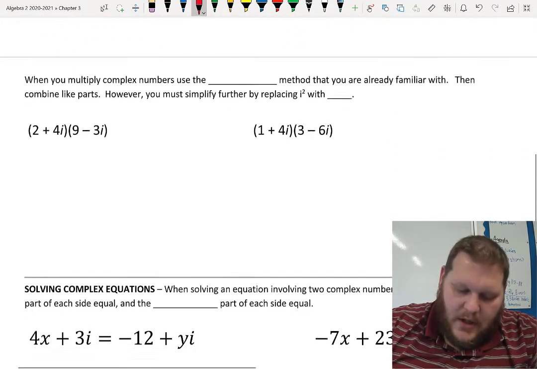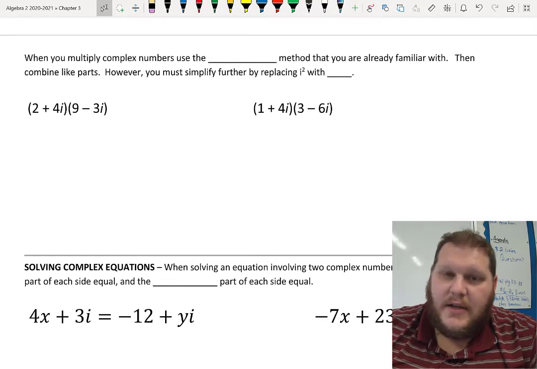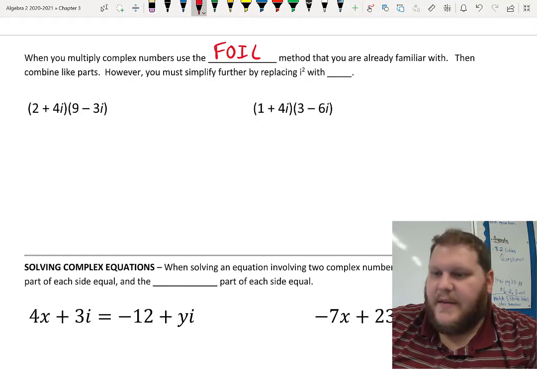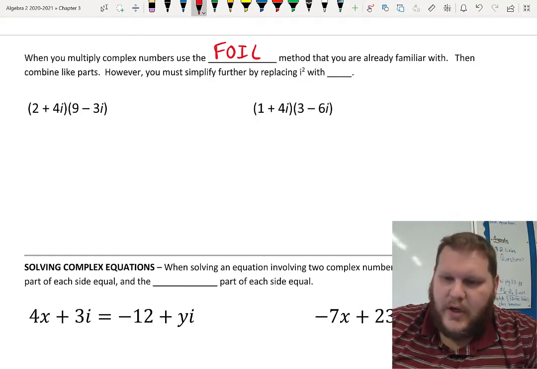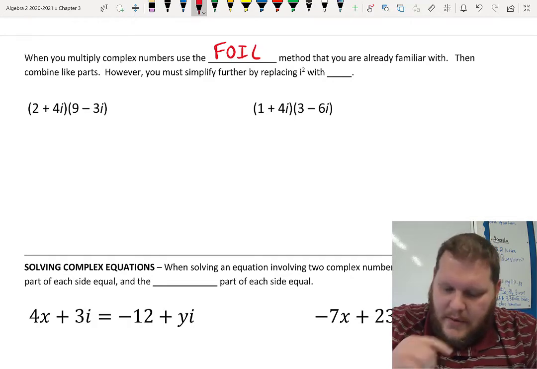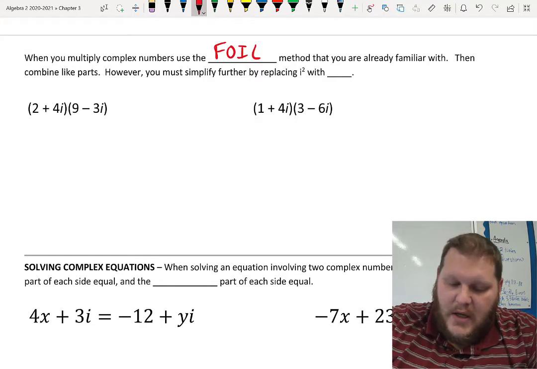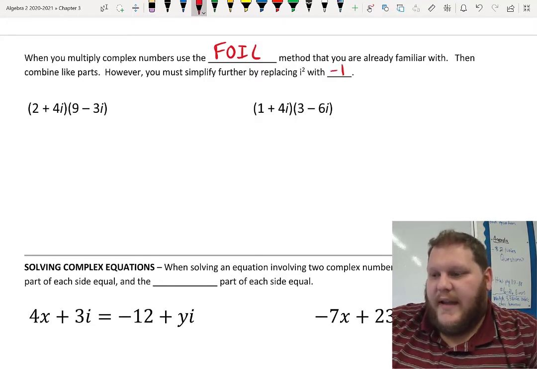Okay, moving along. If we multiply two of them together, just like you would expect if we're treating it like a regular algebraic expression, we're going to FOIL these together, or you could do box multiplication if that's something you're more comfortable with. I can do one of each just to show you how it works. The only thing you have to be careful of is that once you've combined your like terms, we have to make sure we do that substitution of negative 1 for i squared.